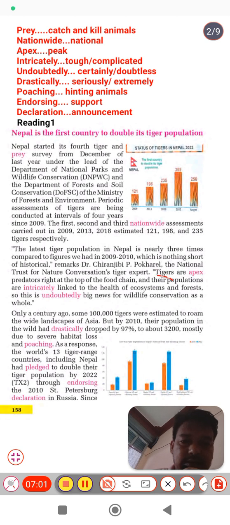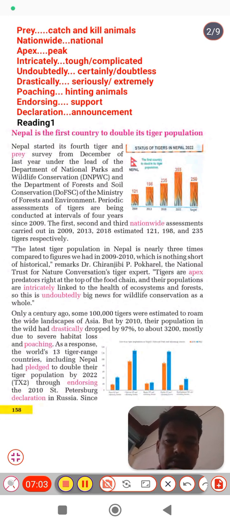So tigers are apex predators, right at the top of the food chain, and their populations are intricately linked to the health of ecosystems and forests. So this is undoubtedly big news for wildlife conservation as a whole.